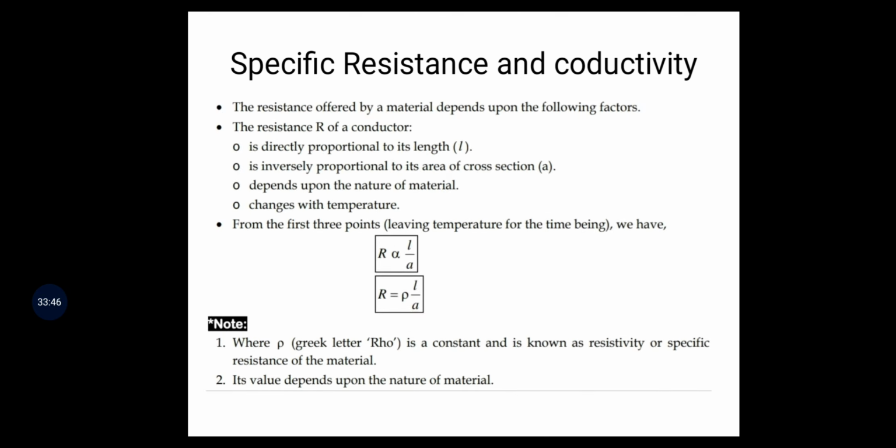The resistance offered by a material depends upon the following factors. The resistance is directly proportional to the length. It is inversely proportional to its area of cross section. It depends upon the nature of the material and also changes with temperature. Here R equals rho L by A, where rho is resistivity, L is the length of the conductor, and A is the area of the conductor.